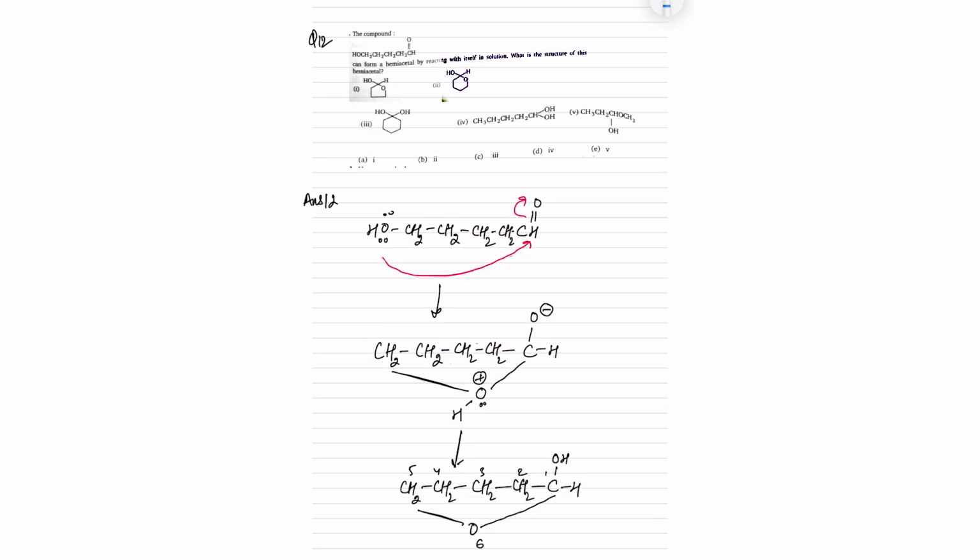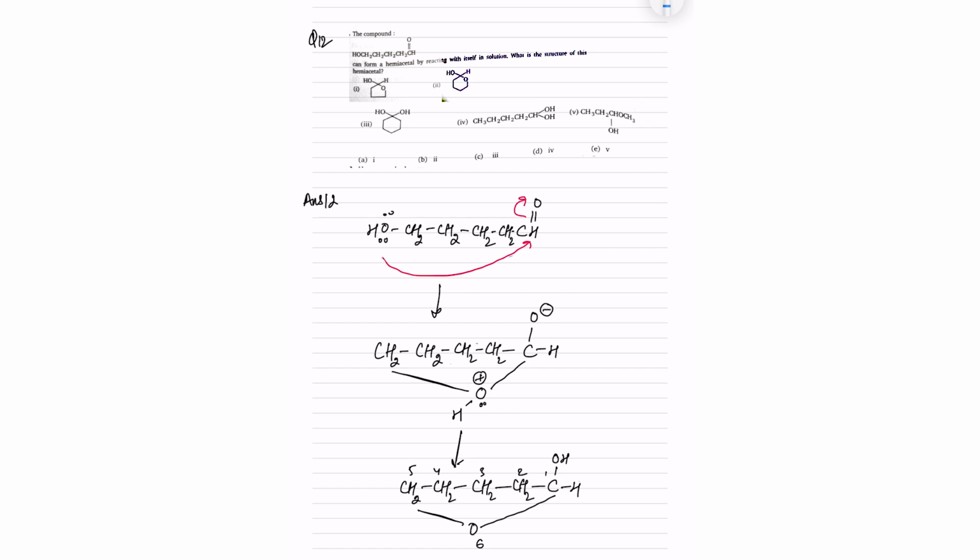Now come to question number 12. Question number 12 says the given compound can form a hemiacetal by reacting with itself in a solution. Which is the structure of this hemiacetal? So basically the compound given reacts with itself in the solution. Basically an intramolecular reaction is what they're expecting, and they are asking which structure of hemiacetal it will form.